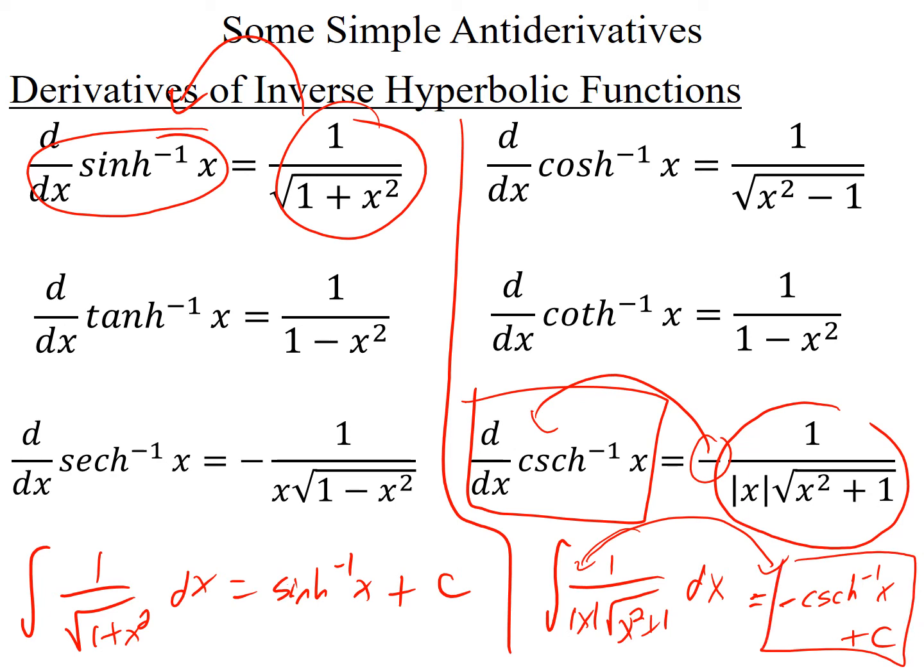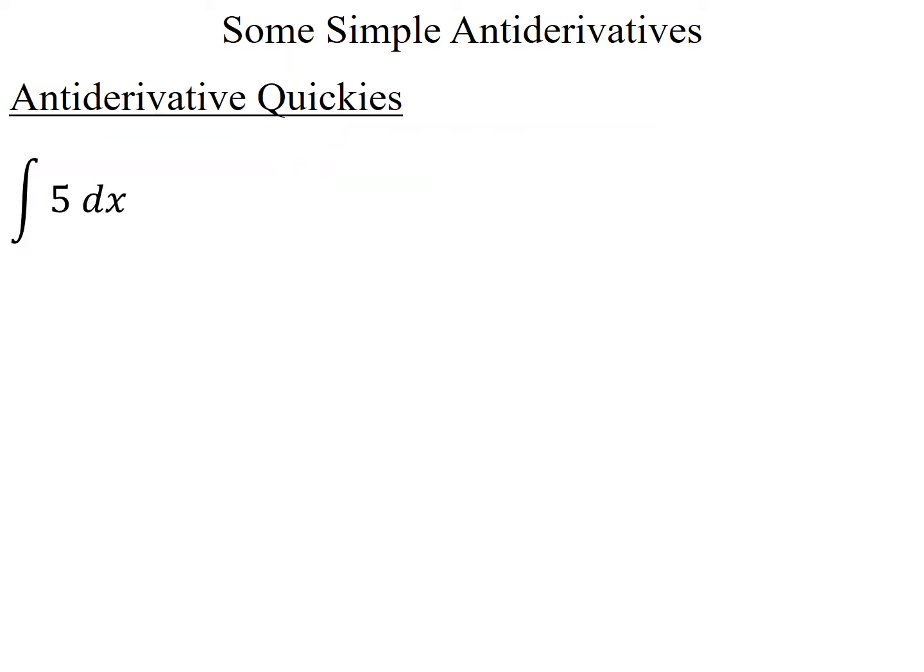Okay, let's go over the rules real quick. Okay, so I'm calling this antiderivative quickies. What's the antiderivative of 5? It's the antiderivative of a number. What do you do to find the antiderivative of a number? Tack on an x. So it's going to be 5x plus c.